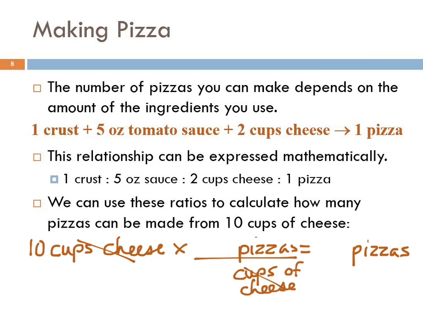What's the relationship between cups of cheese and pizzas? 2 cups of cheese for 1 pizza. And so we've got 10 times 1 divided by 2 is 5. Now we can see that looking at the equation. But this is how you write it out. Does that make sense? Because if it makes sense here, then there's hope for it making sense when it's moles of hydrogen or grams of carbon.